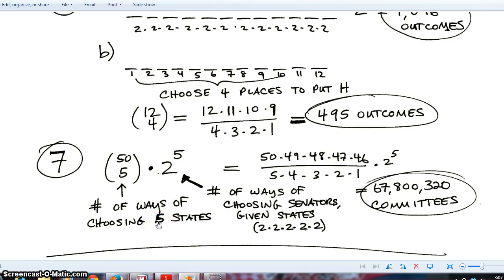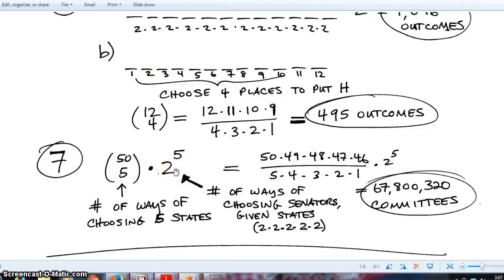So probably the most straightforward way to look at this is to first choose the states. Don't worry about who the senators are. You know that because there can only be 1 senator from each state, there's going to be exactly 5 states. So 50 choose 5 ways of doing the states. And then after you've chosen the states, say you chose California, well, you have to decide is it going to be Feinstein or Boxer. So you have 1 choice out of 2.